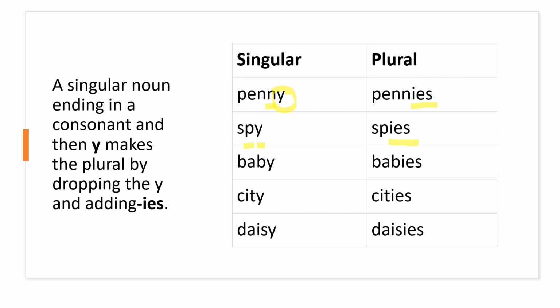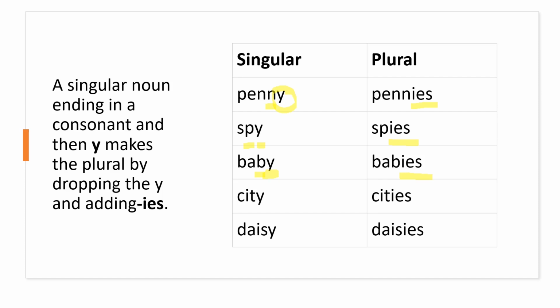We created spies by adding ies at the end. Now it has become spies. Next word we have is baby. Now B here is consonant and this word is ending with the letter Y. So to create its plural form, we will add ies at the end. It becomes babies.